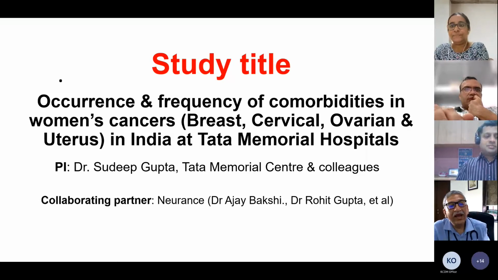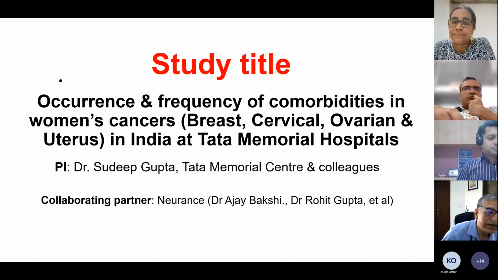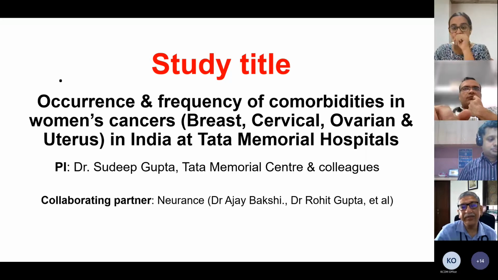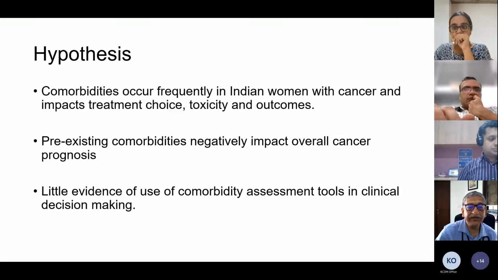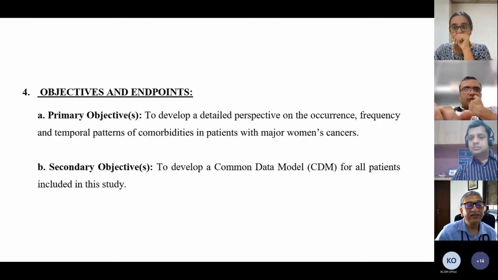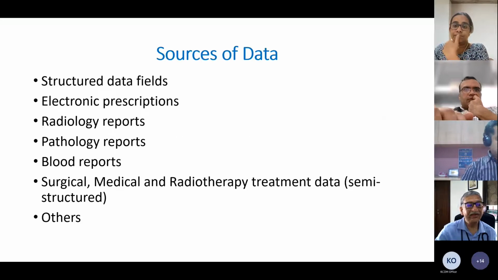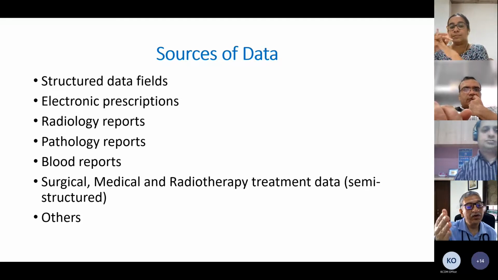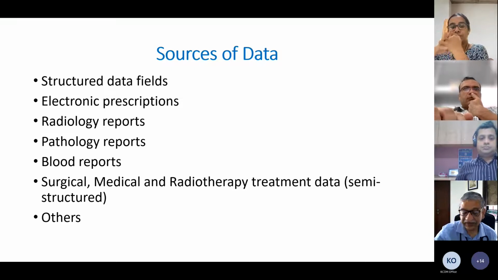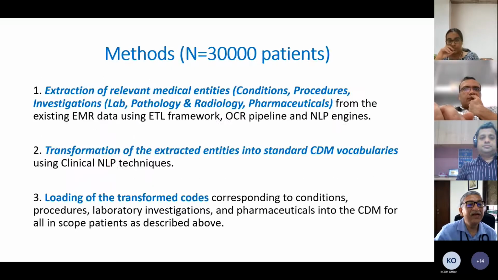So we aim to look at the occurrence and frequencies of comorbidities such as hypertension and diabetes in our patients. Now, you know that hypertension, diabetes, hypothyroidism, etc. can be written in a variety of ways on the EMR. So we have all these sources for extracting data on comorbidities.